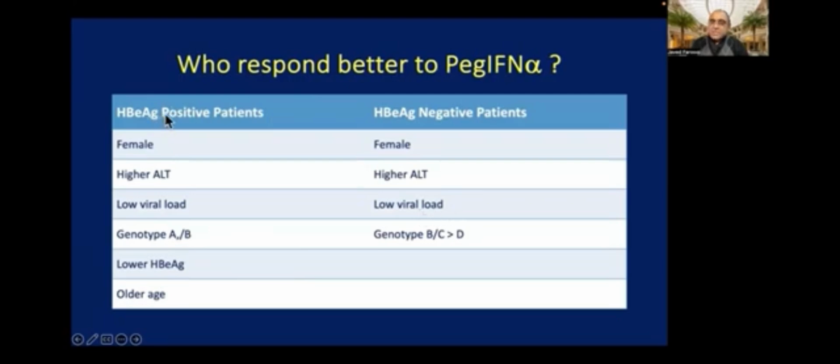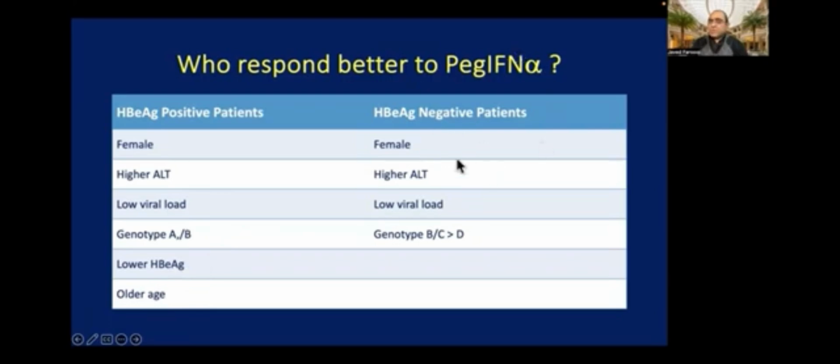If the patient had been HBe antigen positive, what are the good response predictors? Again female patients, higher ALT, low viral load, genotype A and B. If you go for the genotypes, A and B are better responders if the patient is HBe antigen positive, and B and C are again good predictors. If the patient is HBe antigen negative, D is of course the worst predictor. Also low HBe antigen titers and elderly patients.